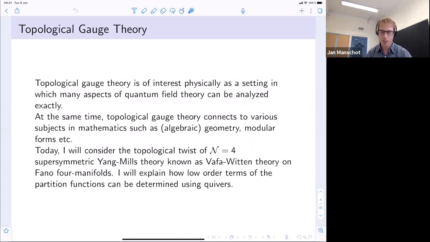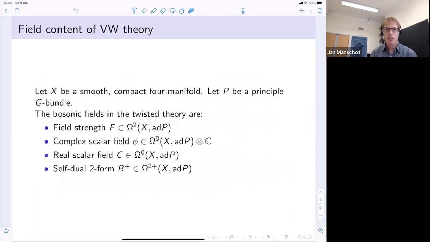topological twists, but I will consider the one known as the Vafa-Witten twist. We will consider the Fano fourfolds, which already appeared in a few discussions in the last talk by Pietro Longhi, and how this connects to quivers. Okay, so let me just discuss a little bit this Vafa-Witten theory.